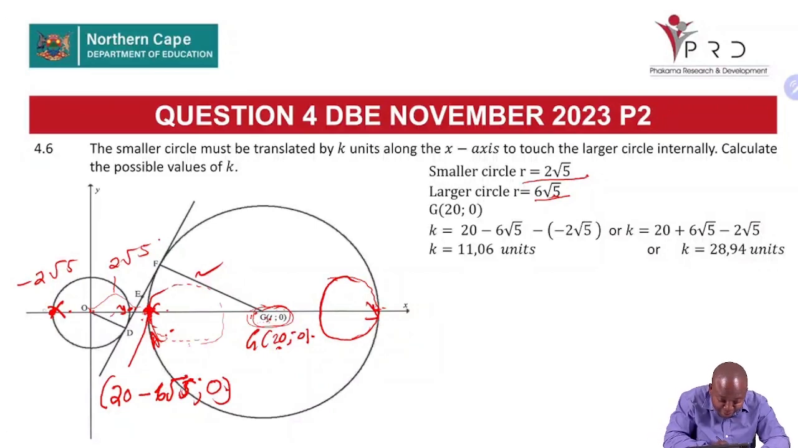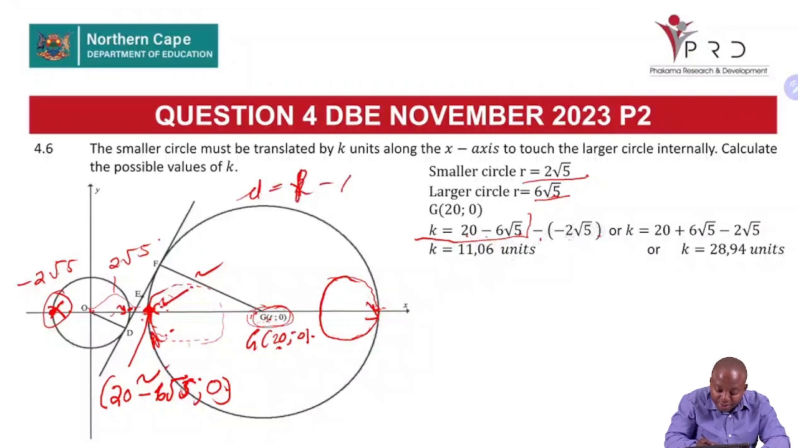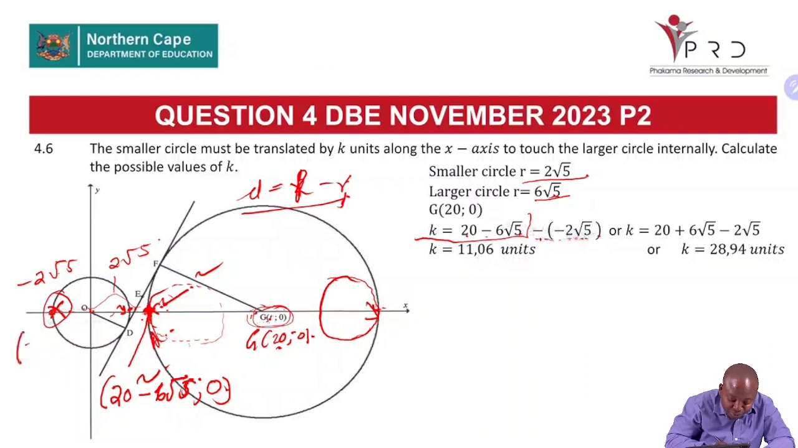Now, what is the k? Remember, these two must touch. So it will be the first coordinate there, which is 20 minus 6 root 5. It will give us that coordinate, minus negative 2 root 5. Because if this must touch internally, then we must subtract that r in that case. So it's minus the radius of the smaller circle, which is this coordinate. Remember, this coordinate will be negative 2 root 5, 0.